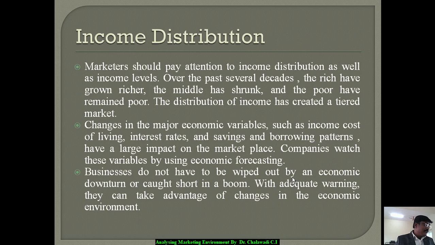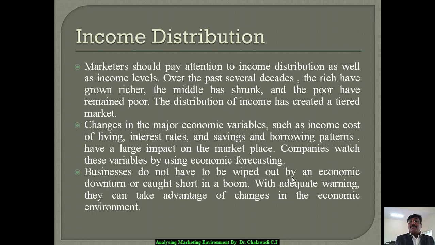And income distribution, right? Income distribution is not static throughout the world as well as the nations. Marketers should pay attention to income distribution as well as income levels. Over the past several decades, the rich have grown richer, the middle has been shrinking, and the poor have remained poor. The distribution of income has created tiered markets, right? I mean that the income level of the consumers is constantly low, isn't it? So richer will become richer, poorer will become poorer.